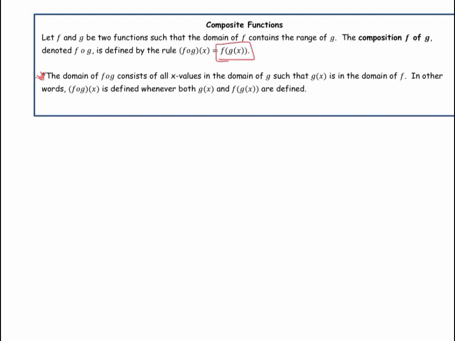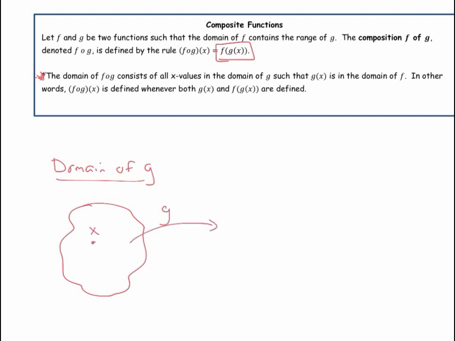So that's important because I'm going to draw a visual here. Let's say that the domain of g is represented by this circle here, this blob. This is the domain of g. And let's say we take an input and we feed it into g, right? So when you do that for all the inputs in the domain, you're going to get the range. This is the range of g. Now let's say this is g of x.